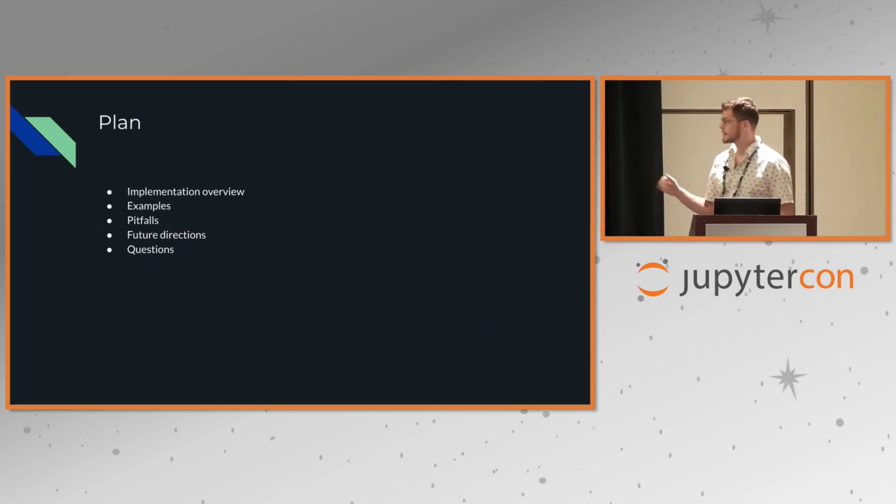So, quick plan. First, I'll do a very brief implementation overview of how we implement DBLS. Then I'll give a bunch of examples of the cool features that we get, thanks to being runtime aware and in the kernel. Then I'll mention some of the pitfalls that we saw while implementing this. Finally, I'll talk about some of the future directions that I think this work should go towards. And then I'll answer any questions.